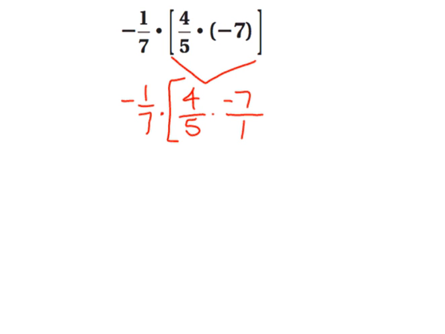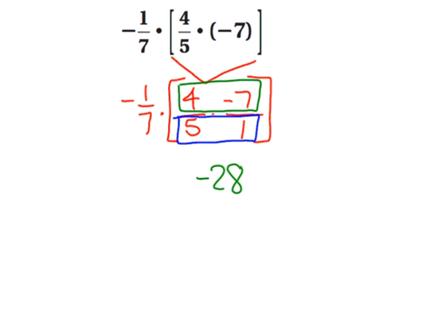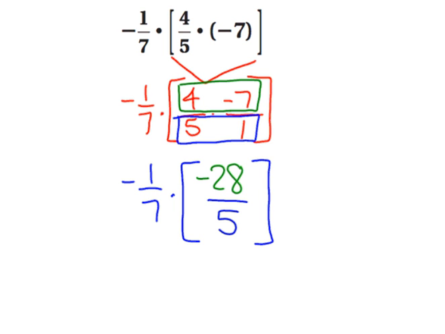So I still have brackets. And now I can multiply straight across. So 4 times negative 7 is negative 28, and 5 times 1 is 5. And then I'm going to bring down everything else. So I had brackets, multiplication by negative 1/7. Okay, then from here, I'm just multiplying these two fractions by each other.